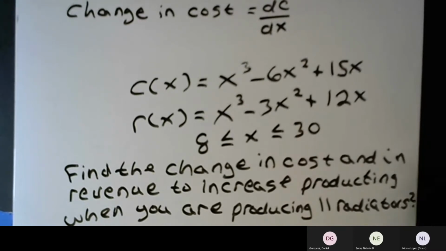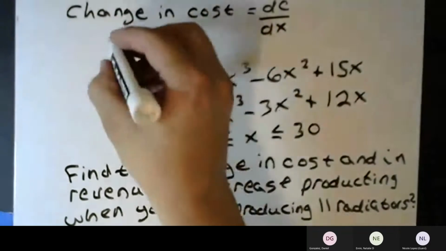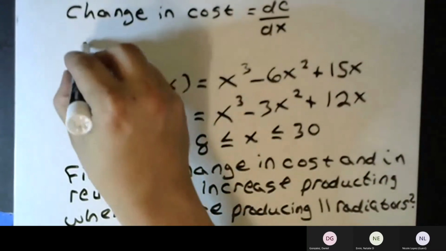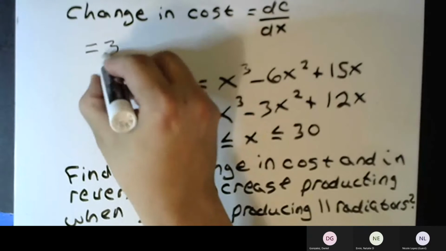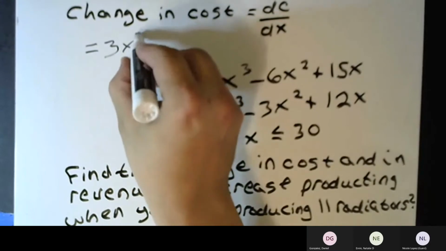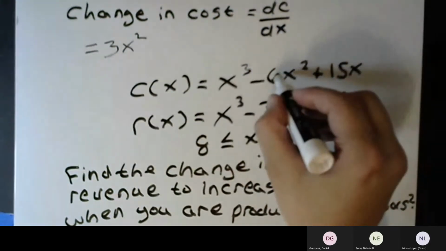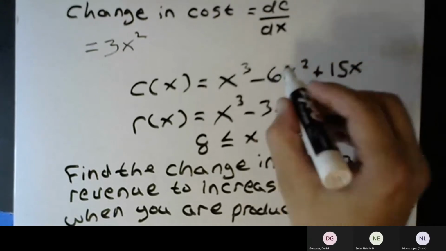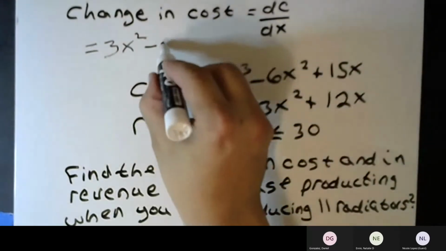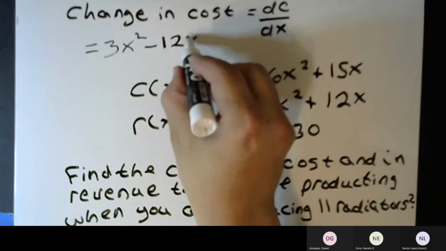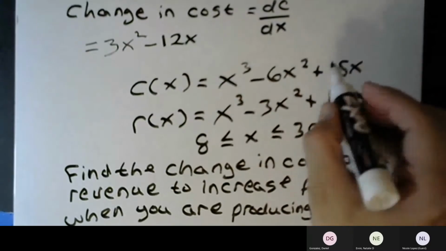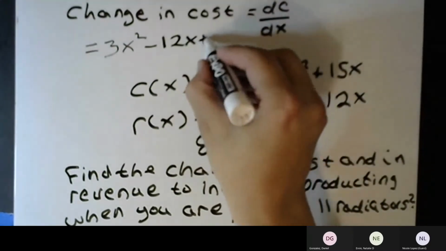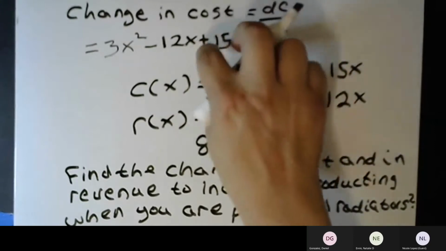And so what that's going to give us is, we take the derivative of x cubed, we'll get 3x squared. Derivative of negative 6x squared, this 2 is going to hop down and multiply with the 6, minus 12x. Derivative of 15x is plus 15.